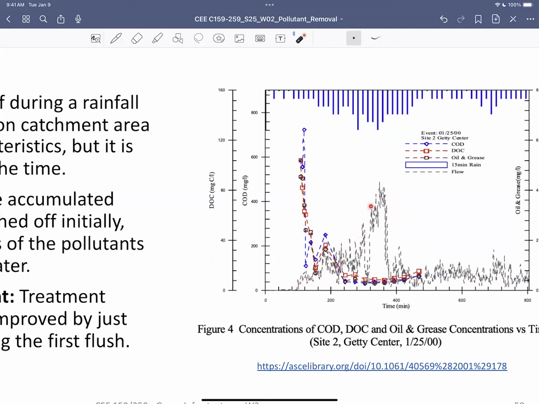And so this is the flow. This is the oil and grease, and this is basically peak flow over here. So that means peak flow appears here, and the peak of pollutant is much before that. So this is what we call first flush, meaning it comes out much faster.